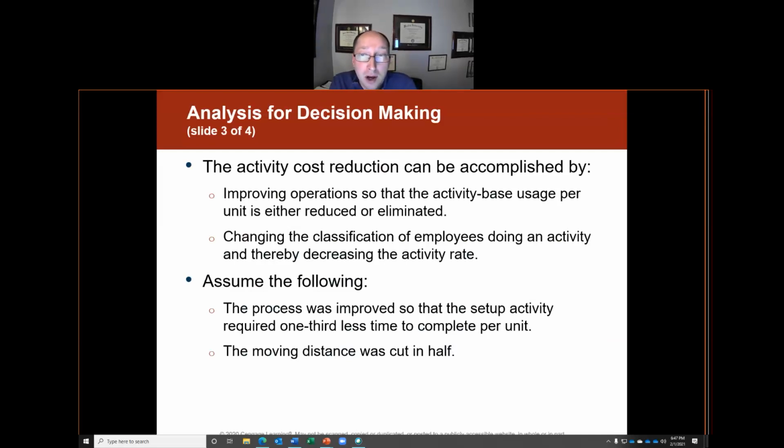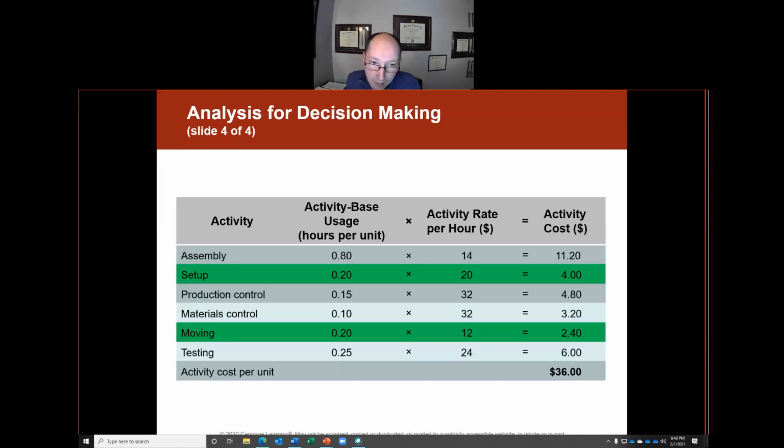Activity cost reduction can be accomplished by improving operations, moving things around, eliminating waste, changing the classification of employees by affecting their activity rate, things like that. The assumption is that we continuously improve using this data. That's the idea behind it. And so from this example, we're looking at setup costs and moving costs and how can we reduce those, and we can do that by affecting the activity-based usage, by streamlining things, improving it.